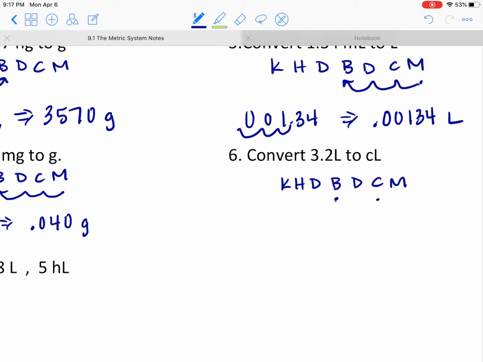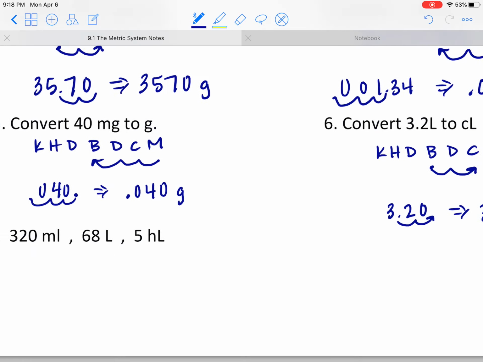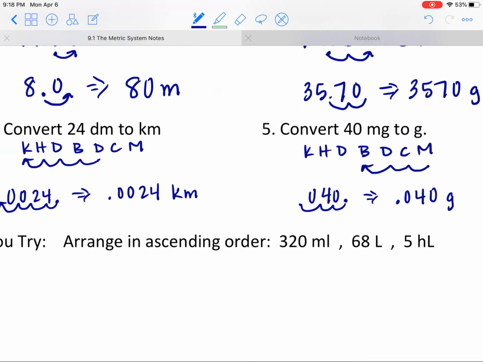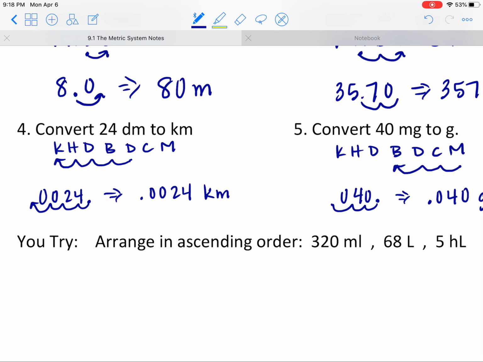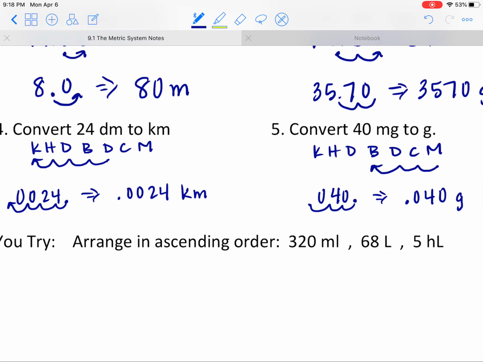Let's see, we're going from liters to centiliters. King Henry died by drinking chocolate milk. So I'm going from liters, which is my base, to centiliters. That's 1, 2 moves the decimal to the right. So I'm going to take my 3.2 and move the decimal 1, 2 times to the right. So we're looking at 320 centiliters.